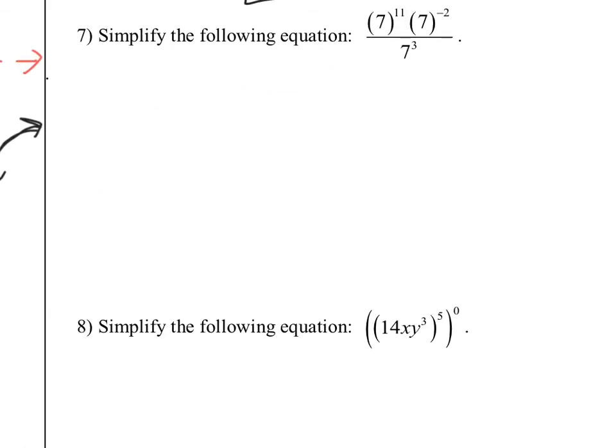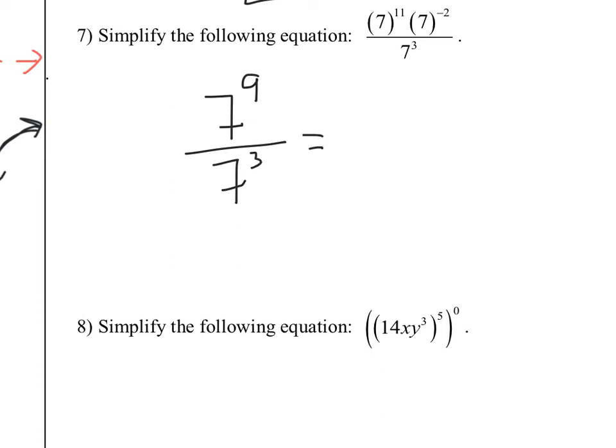All right, in the next problem, we're using the laws of exponents to simplify this expression. And so we're going to take our base of 7, and we have exponents of 11 and negative 2 in the numerator. And since we have a common base, we can add the exponents. So in the numerator, I'm going to end up with 7 to the 11 minus 2, which is 9. And then in the denominator, I still have 7 to the third power.